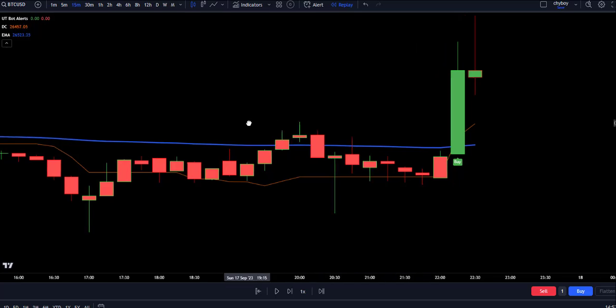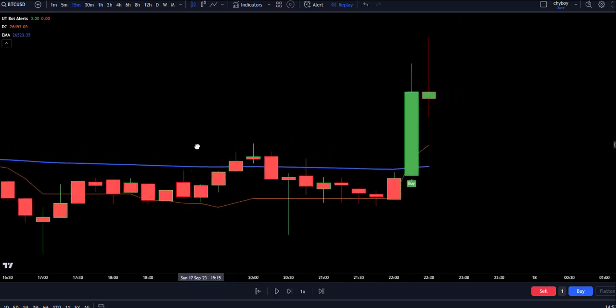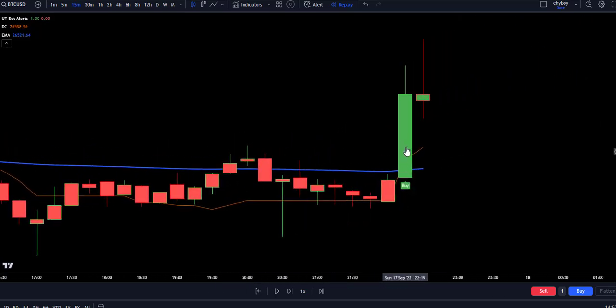Sometimes price might be ranging, and if you see that a single candle crosses both the EMA and the Donchian channel basis, and is also the same candle carrying the buy or sell signal, this indicates that the ranging market is over and price is ready to trend.